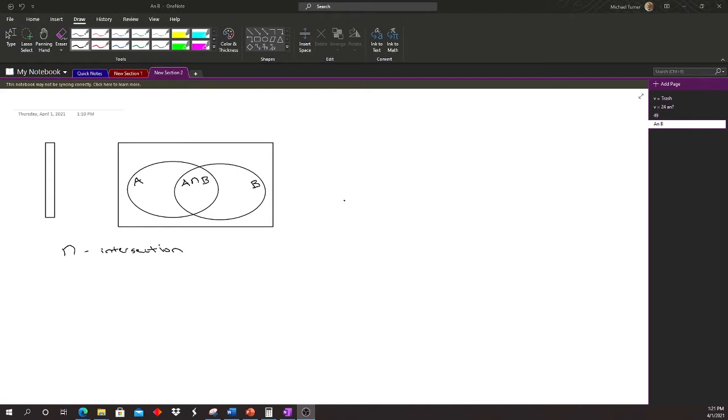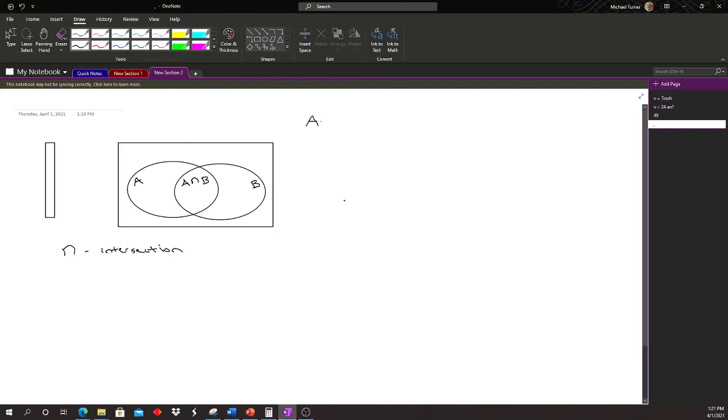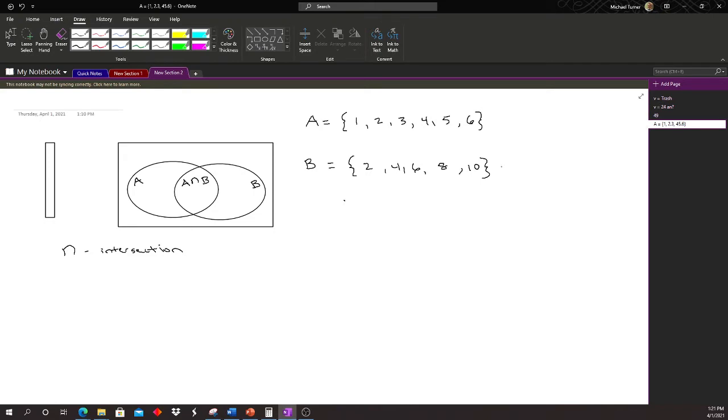A intersection B is saying the elements that are in both A and B. As I mentioned, you can represent this graphically, but rather than using the diagram, I'm going to list out some numbers. Let's say my set A is 1, 2, 3, 4, 5, and 6. And set B we'll call 2, 4, 6, 8, and 10, for instance. If I asked you for A intersection B, that is representing the elements that are both in A and B.